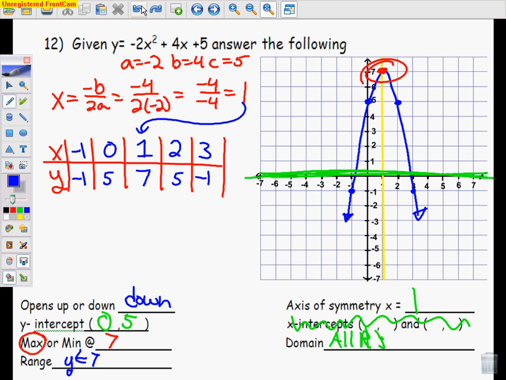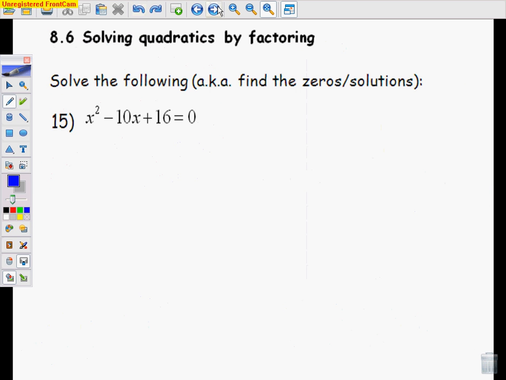That's problem number 12. Problem number 15. These say solve quadratics by factoring. So when you're factoring and a equals 1, and here a does equal 1 because you can't take out a GCF there, you find your a, b, and c. A is 1, b is negative 10, c is positive 16. When a is 1 in your factoring, you're looking for two numbers that multiply together to give you c, and at the same time add together to give you b. All right, so they multiply to give you that, and add together to give you that.